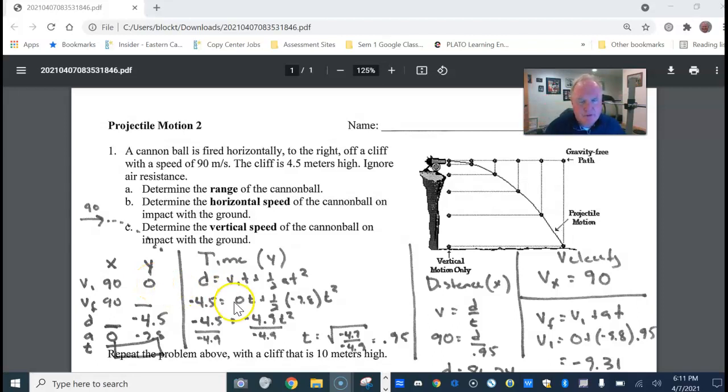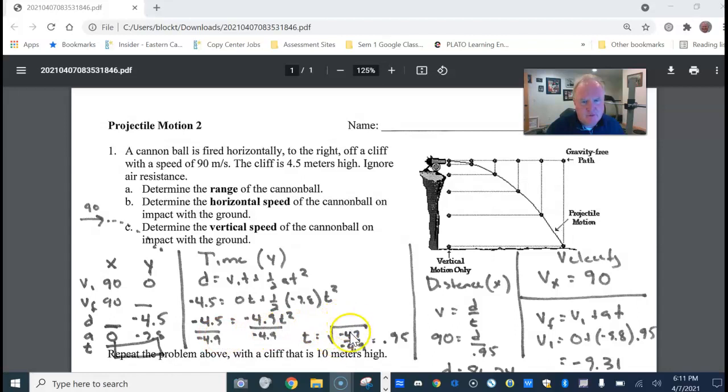All right, so we're going to get the distance: negative 4.5 equals 0 times time plus 1/2 times negative 9.8 times t squared. And we have to do some math. So 1/2 of negative 9.8 is negative 4.9. Then we'll divide by negative 4.9 to get rid of that. We have to do it to the other side as well. And we end up with t squared equals 4.5 divided by negative 4.9, or 4.5 divided by 4.9.